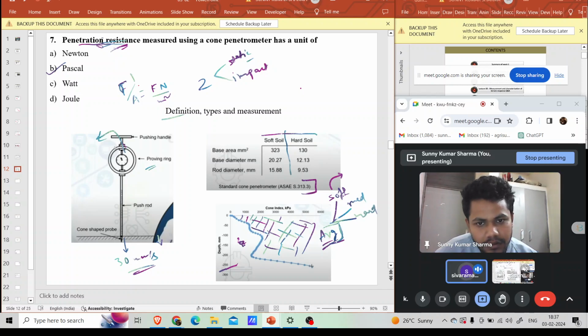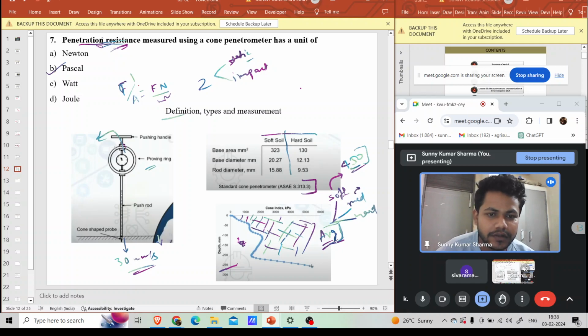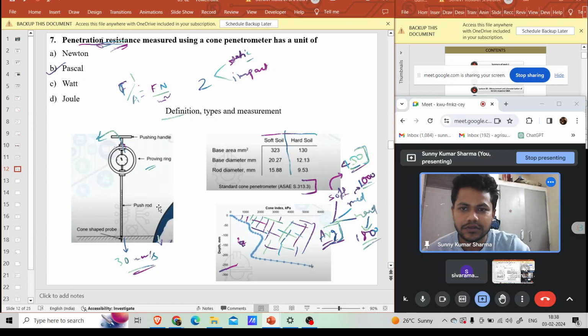For soft soil, the cone index will be 450 plus or minus 50 kilopascal. Approximately 450 range. In medium soil, it is 1000 plus or minus 100. Remember, you will do it in numerical order. And in hard soil you have 1800. So this was about cone index.